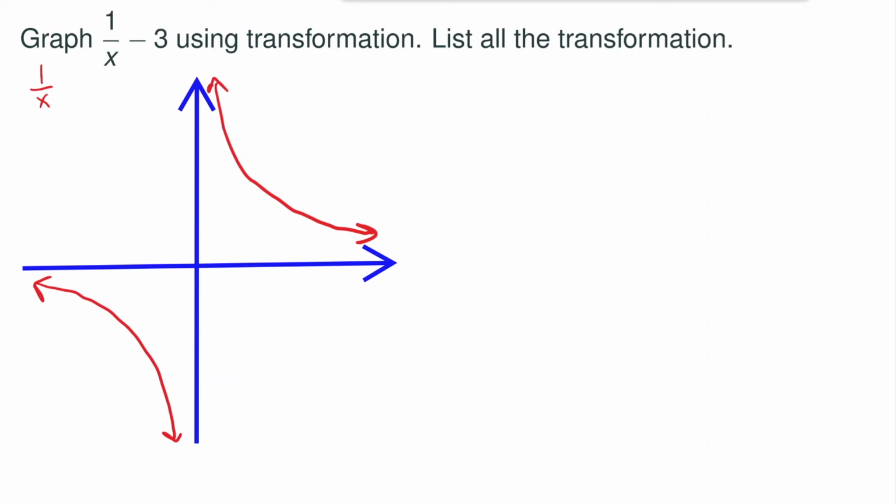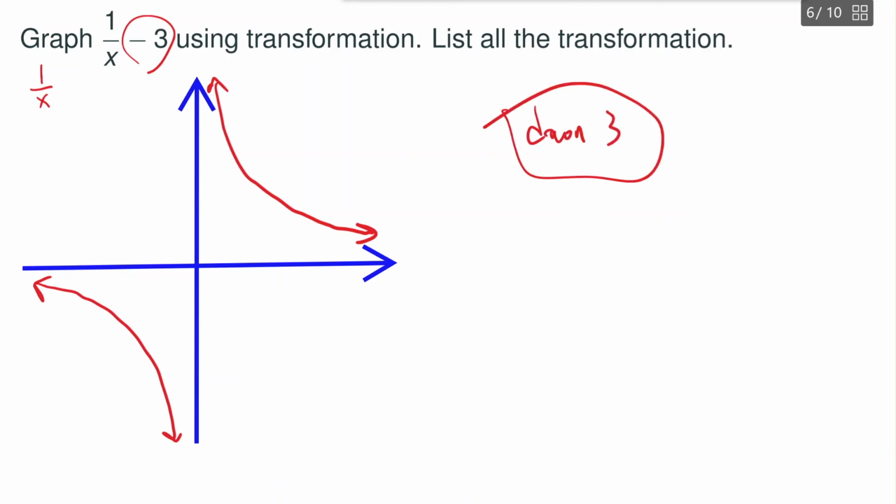So you have to shift the entire graph down 3. So here, the transformation is down 3. So we shift this entire graph down 3. Here is 0. This is 0 when x equals 0. So think of it as bringing this entire line down to x equals negative 3, and the y-axis stays the same.